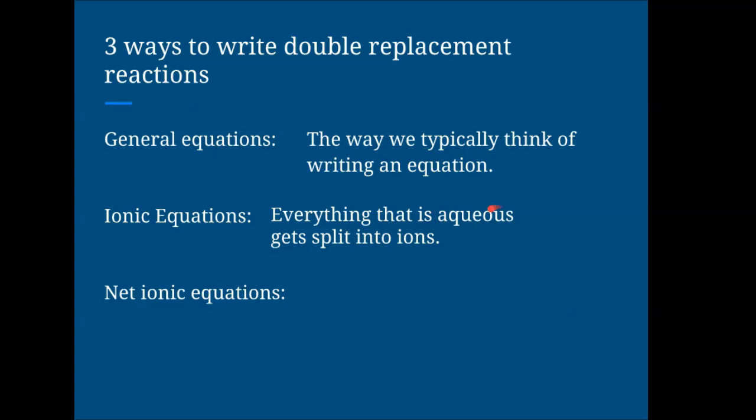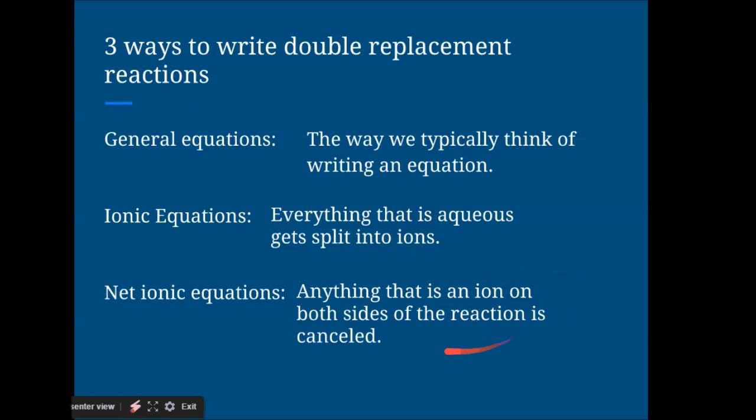So everything that is aqueous gets split up into its individual ions. And then in a net ionic equation, you take your ionic equation and anything that's an ion on both sides of the reaction, an ion on the reactants and an ion on the products, gets canceled away. So anything that is an ion on both sides of the reaction is canceled. All right, so there's probably a lot of writing that you want to do here, so take a minute, pause it, whatever you got to do.